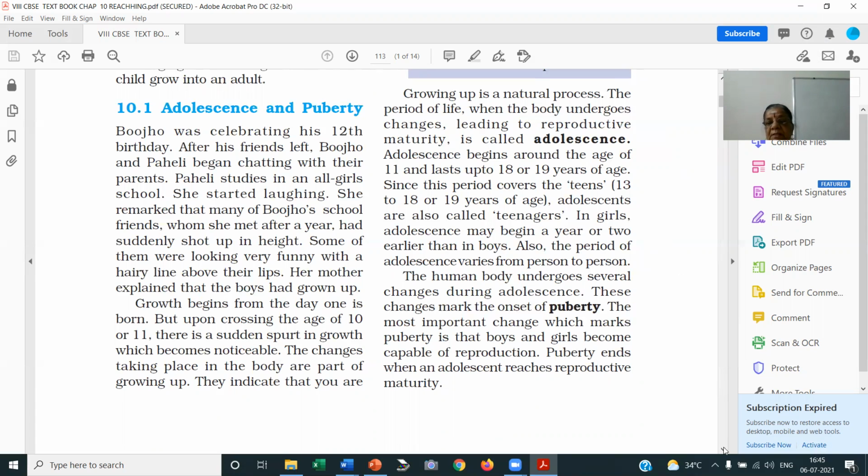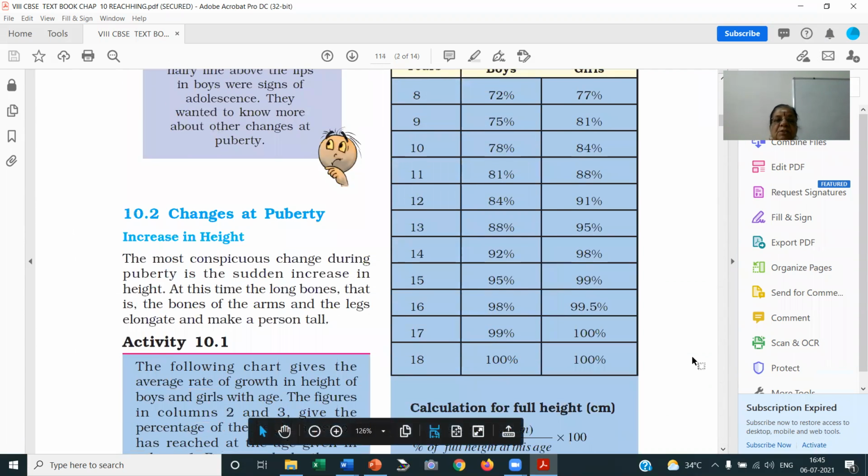Are you clear? Due to reproductive maturity, there are several changes at puberty that can be noticed in boys and girls. The first one is increase in height. Normally, a boy or girl in 5th, 6th standard has a certain height, but suddenly in 7th, 8th, 9th there is a vast change in the height of boys and girls. The most conspicuous change during puberty is the sudden increase in height. At this time, the long bones, that is, the bones of the arms and the legs, elongate and make the person tall. So there is a calculation for full height.